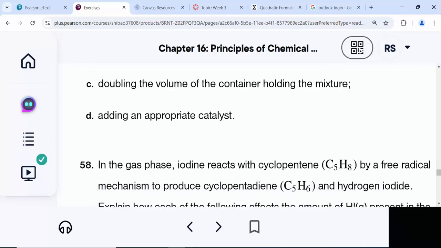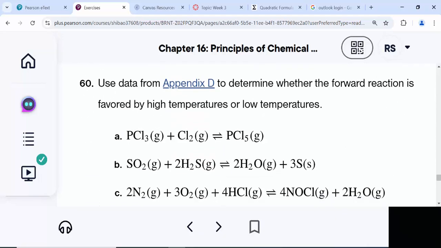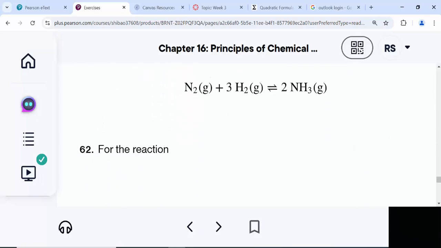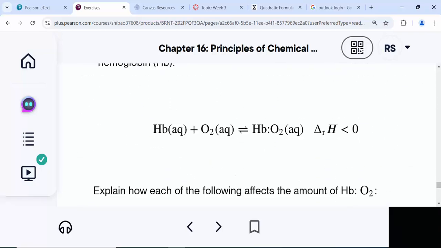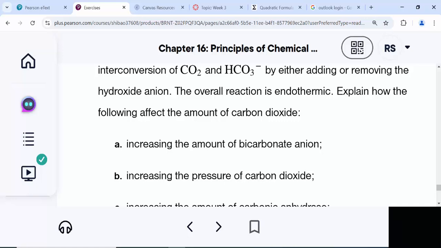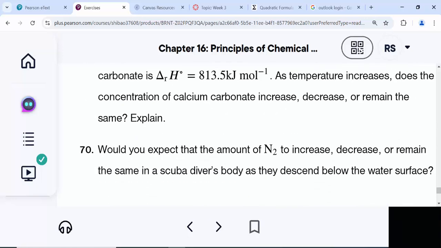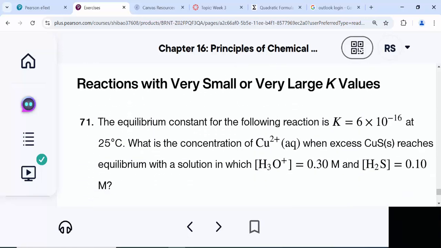Le Chatelier's principle. We're going to do a quantitative example of Le Chatelier's principle, but first I want to show you some tricks for this. So we're going to go to here. Reactions with very small or very large K values. When we have reactions with very small and very large K values, then we start to worry about something.